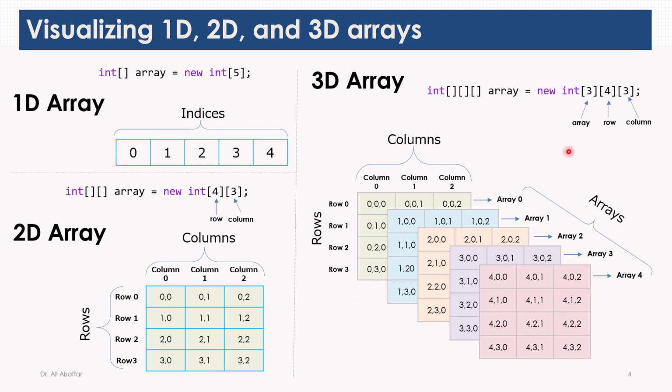Another way to visualize three-dimensional arrays is that the dimensions of the array are the dimensions of the x, y, and z coordinate system. The first dimension of the array is the value of the x-axis, the second dimension of the array is the value of the y-axis, and finally the third dimension of the array represents the value of the z-axis.